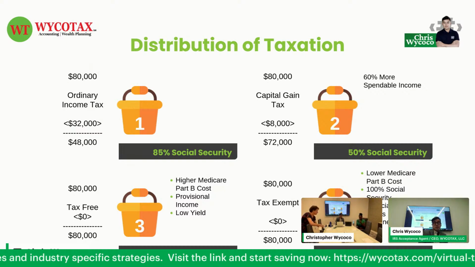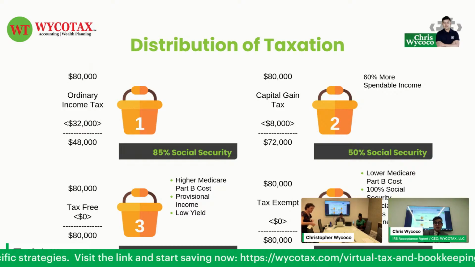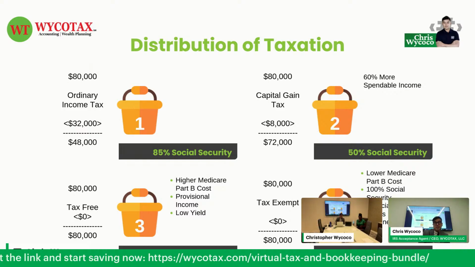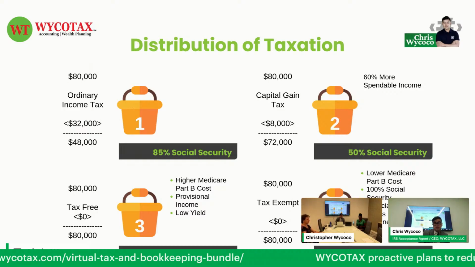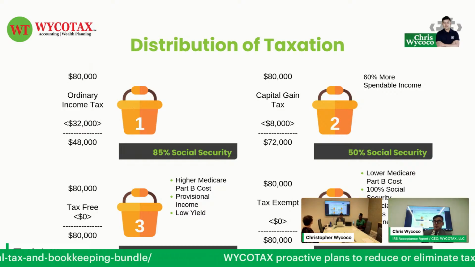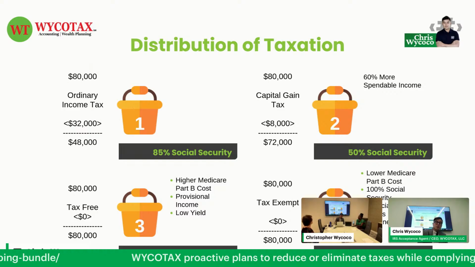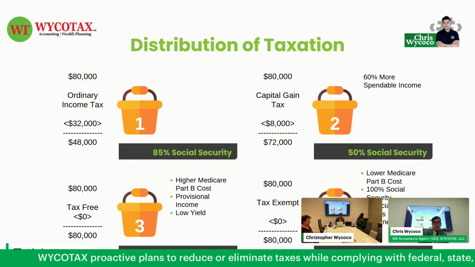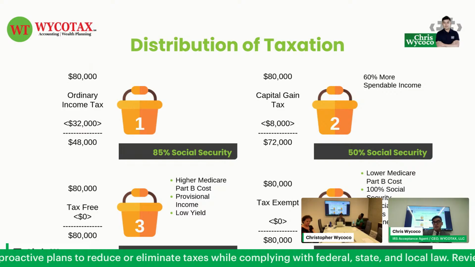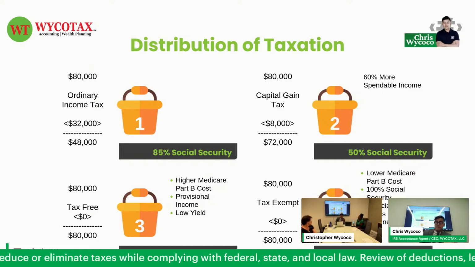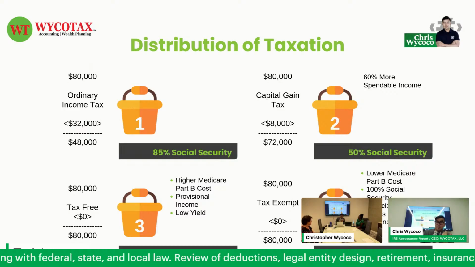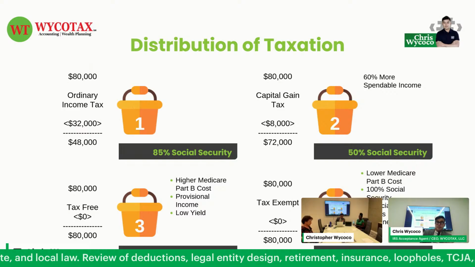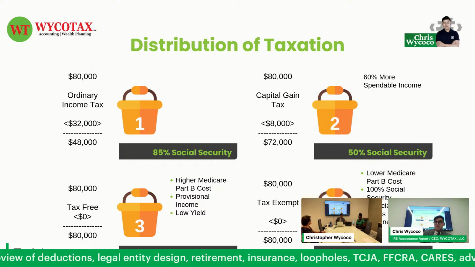If you're receiving 80,000 plus your capital gain, 50% of your Social Security will be subject to taxation. How about box three? These are the people that put their money in the IRA. So whenever you retire at 65 and then you start receiving 80,000 from the IRA, 85% of your Social Security income will be subject to tax.